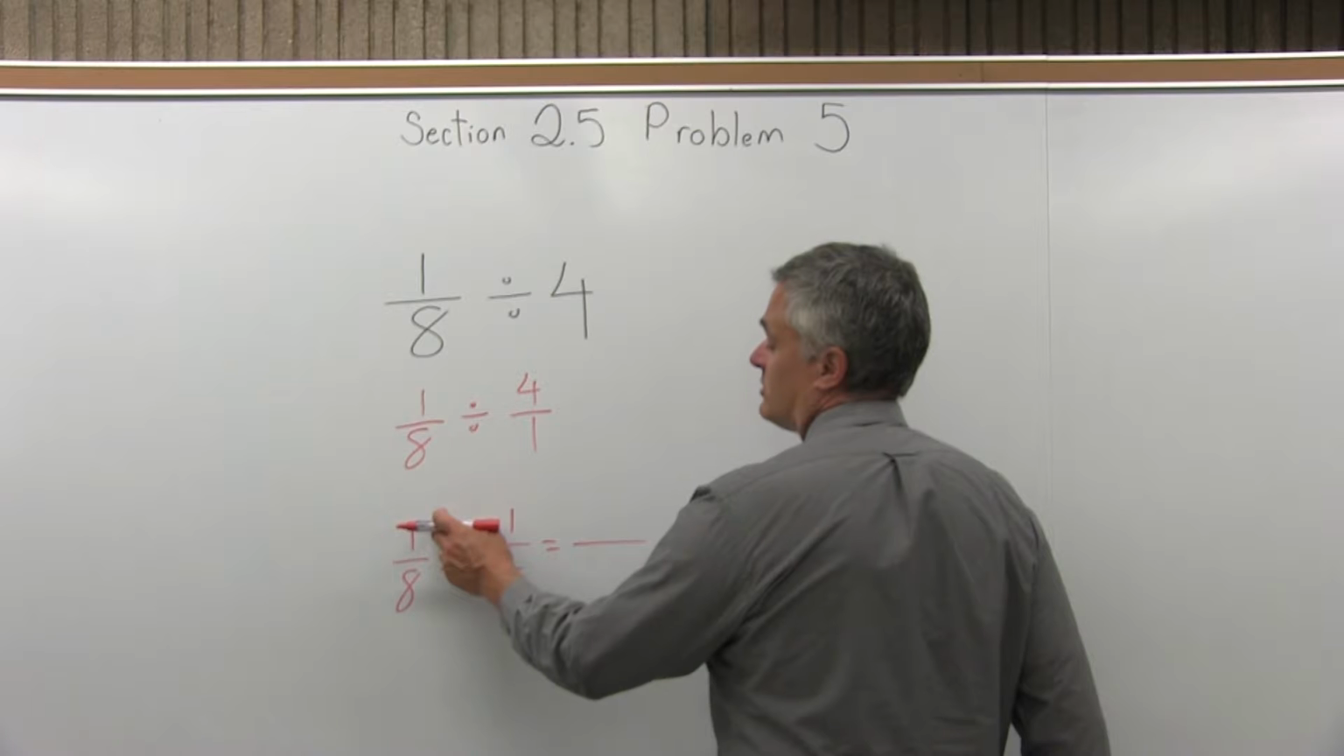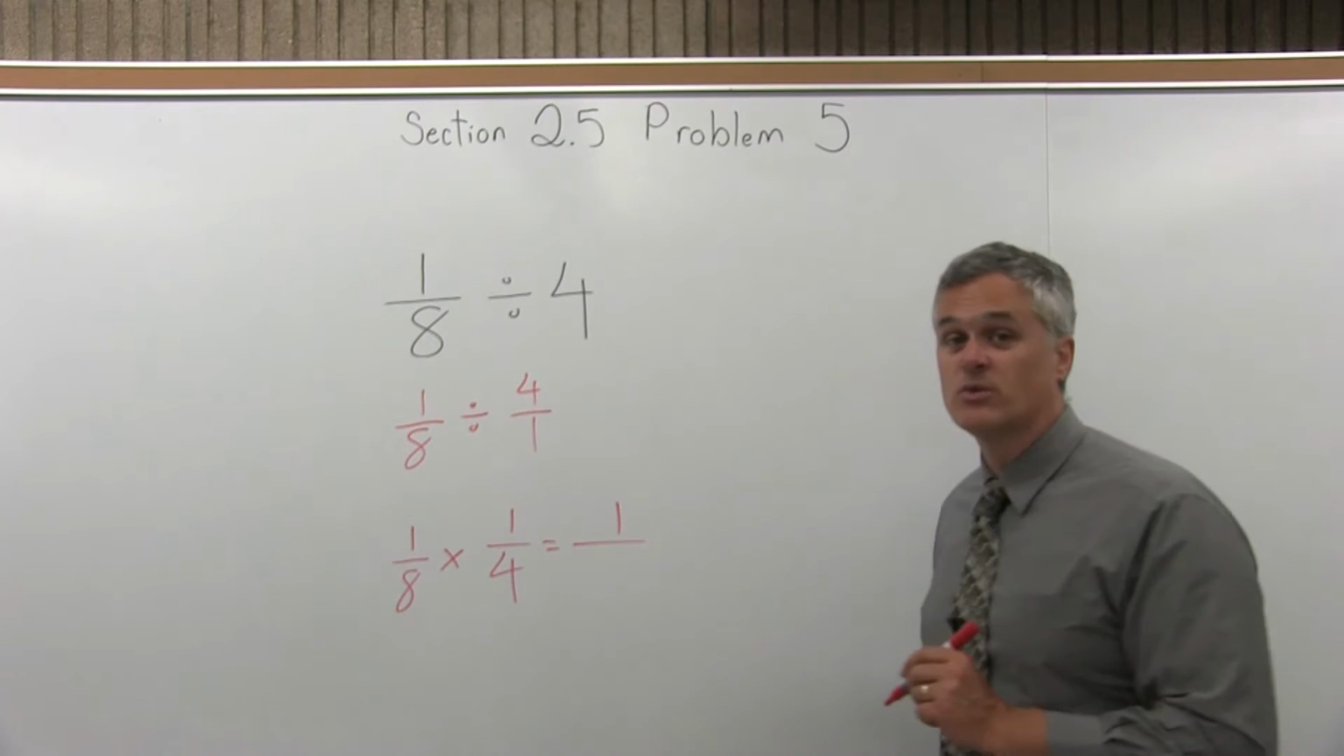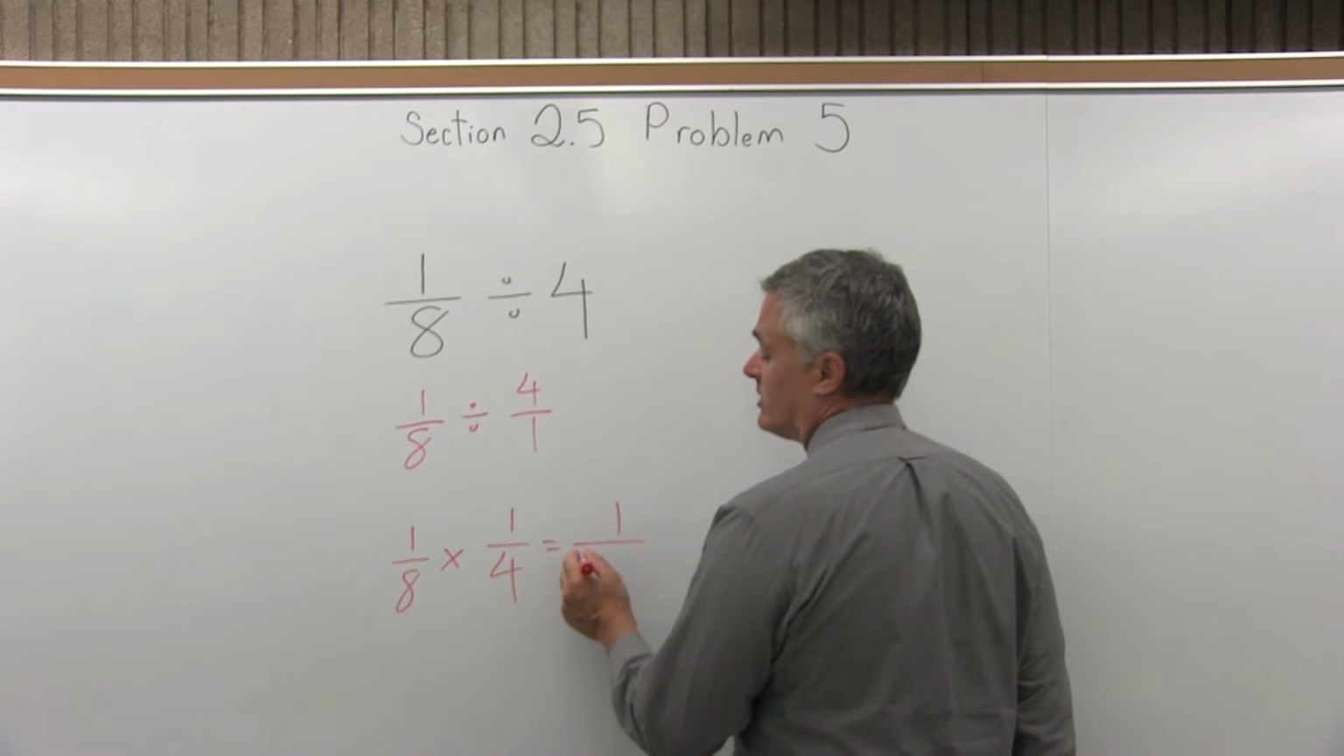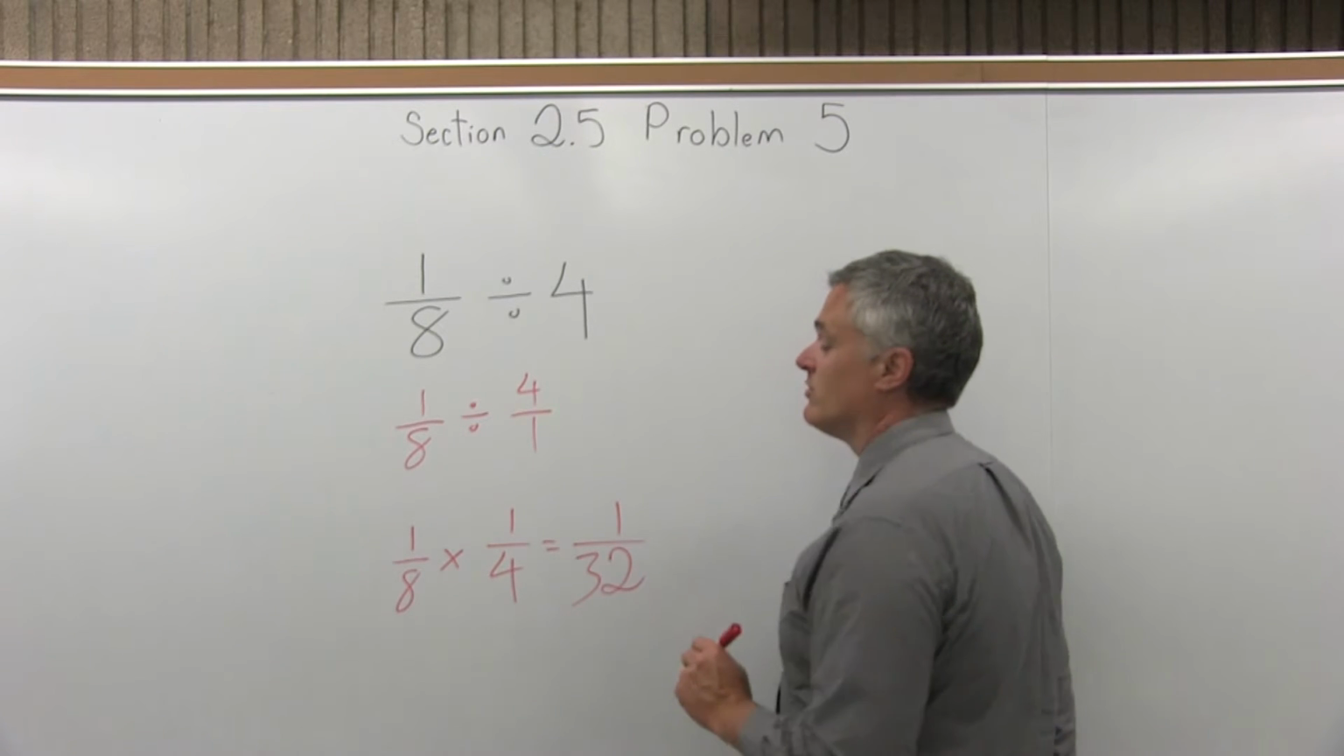So I multiply the tops. Numerator times numerator is 1 times 1, which gives me a 1. Denominator times denominator is 8 times 4, which gives me a 32. So the answer is 1/32.